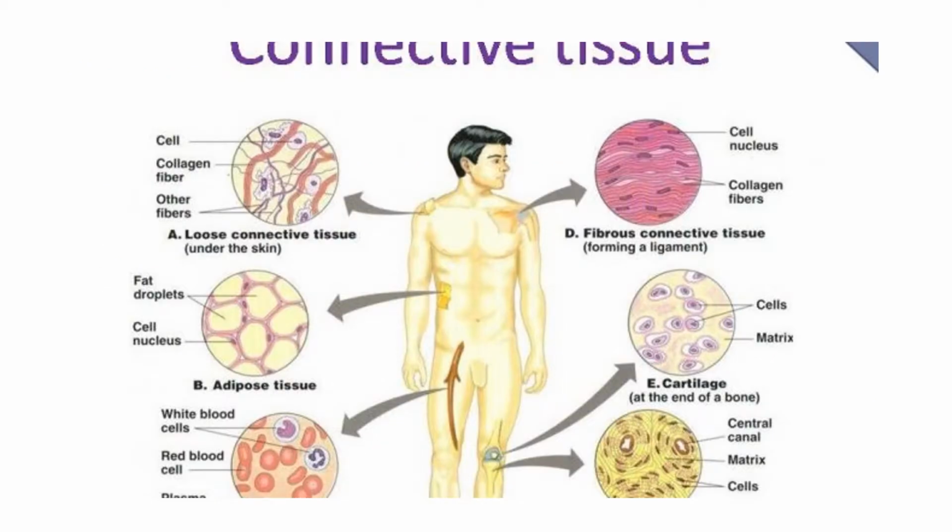Here are just some pictures of adipose, blood, and bone. These are examples of connective tissues, found in different parts of the body.